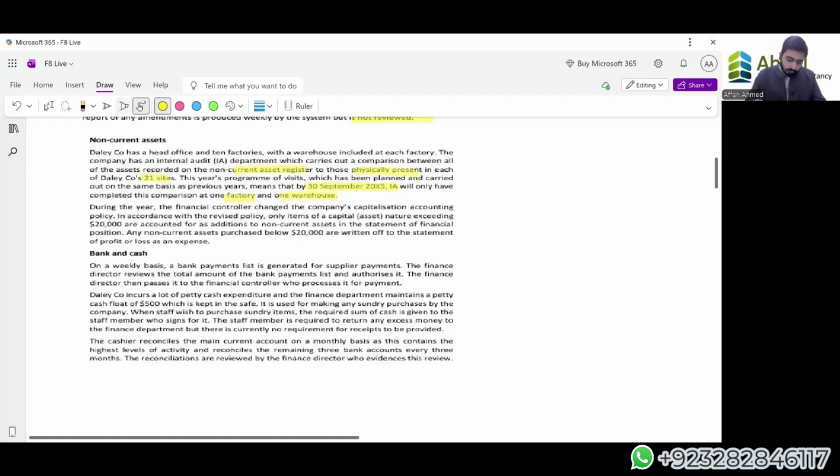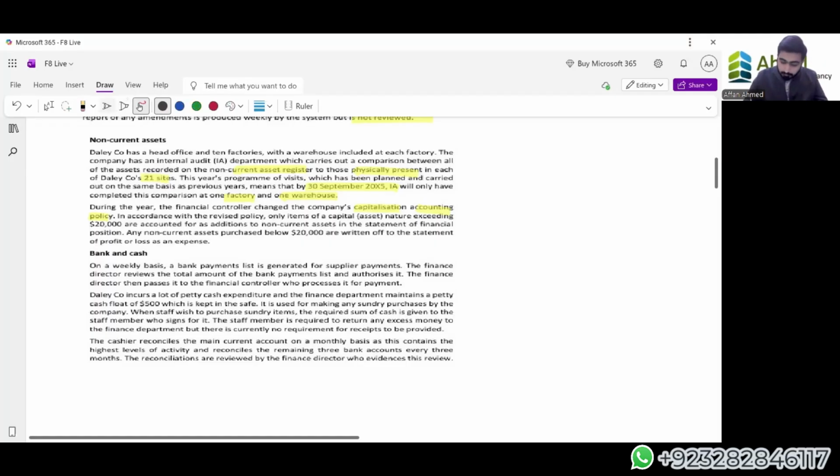Now moving forward, during the year, the financial controller changed the company's capitalization accounting policy. Okay, a policy has been changed here. So, a complex area for many people. Now, if a policy is changed, what can be the risk here? Now think, what can be the risk here? The risk can be that the capitalization policy basically focuses on what? It focuses on increasing the assets value, decreasing expenses.